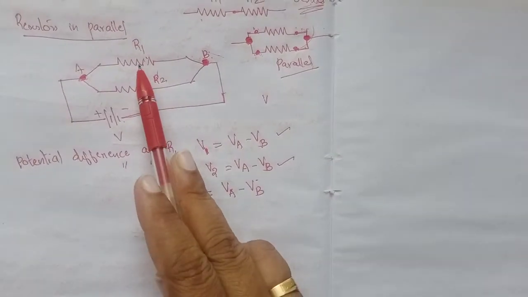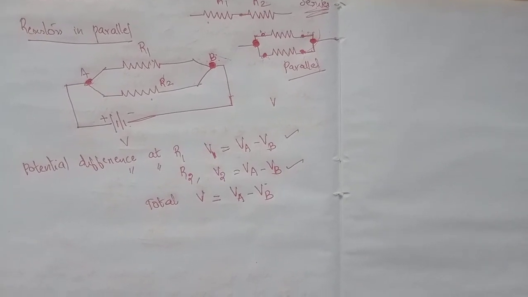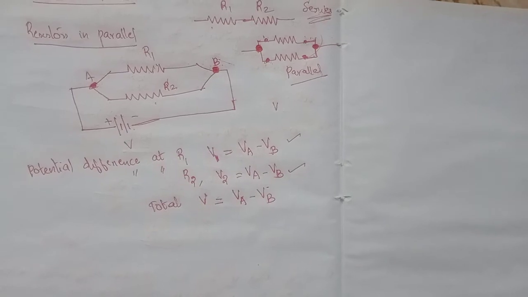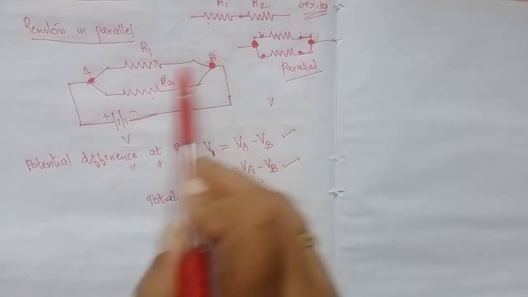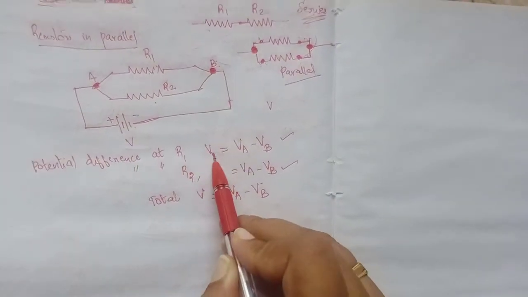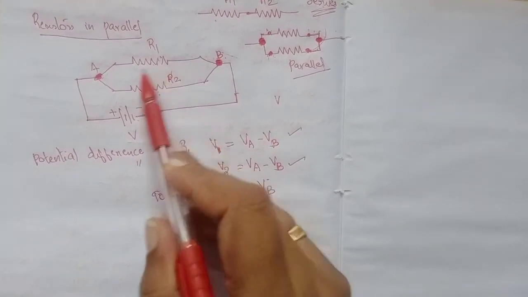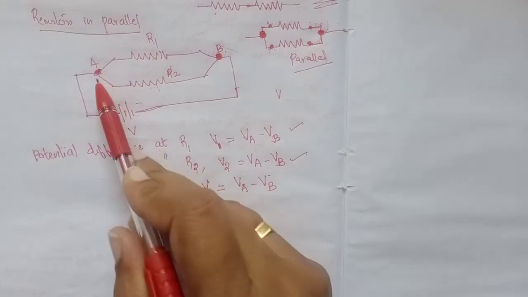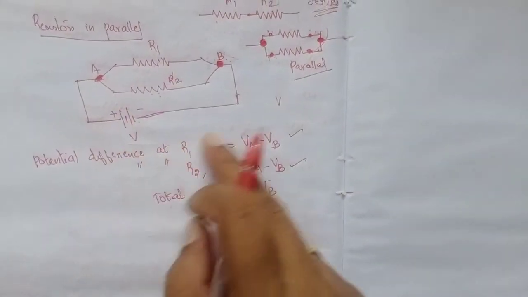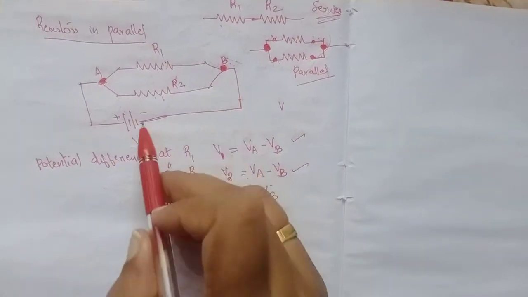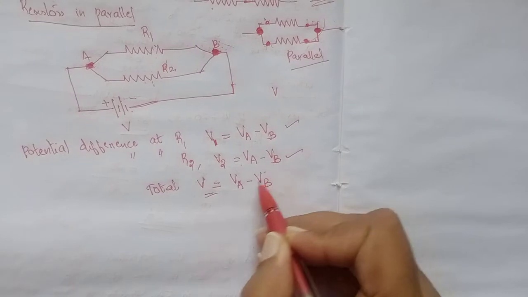We have to brush up on what potential difference is: the difference in potential between two points. When we consider the resistance R1, it is connected across two points A and B, so V1 is VA minus VB. Similarly, R2 is also connected between A and B, so V2 is equal to VA minus VB. Now the total potential difference of the circuit: this voltage source is connected between two points A and B, so the total voltage also becomes VA minus VB.